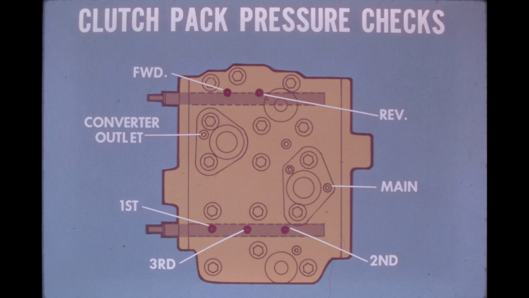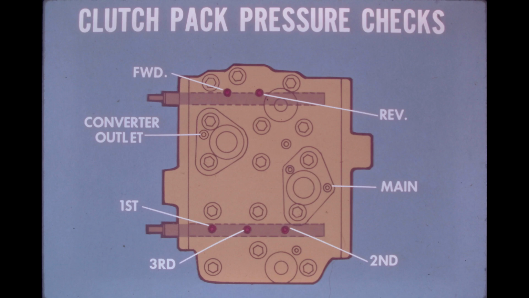If trouble is found only in one direction of travel, a check of forward or reverse clutch pack pressure will be required. If trouble shows up in both directions but only one range, a test of first, second, or third speed apply pressures will be required.